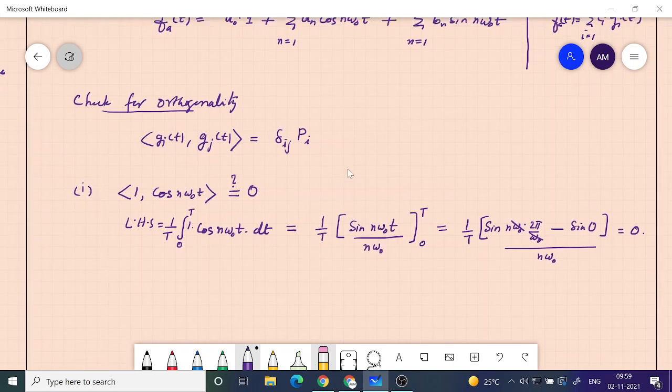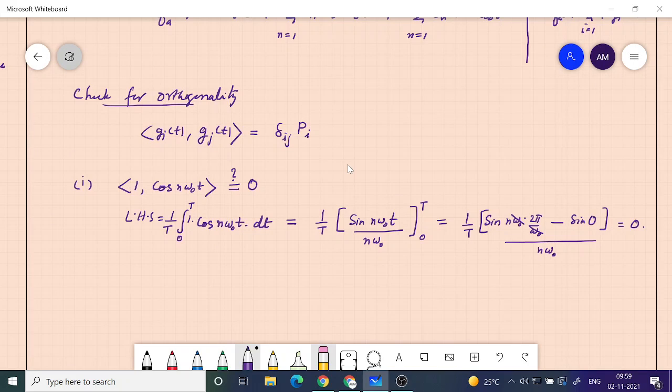So we have shown that for any n value, 1 and cos n omega 0 t are orthogonal. It is proved automatically for n equal to 1, 2, 3 up to infinity. Cos omega 0 t and 1, cos 2 omega 0 t and 1, all of these are orthogonal signals because it doesn't depend on n. It is 0. Second thing we need to show is 1 and sin n omega 0 t. So we have to check whether this is 0.